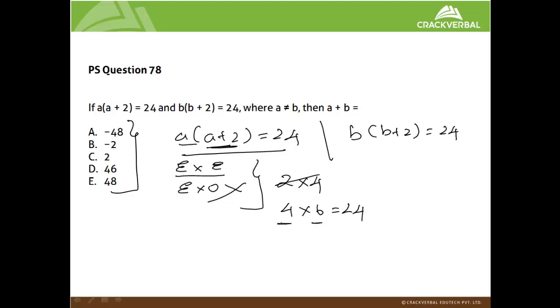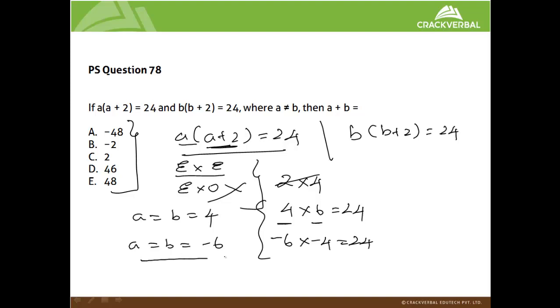Product of two positive numbers is positive. Likewise, product of two negative numbers is also positive, right? So otherwise this could also be minus 6 and minus 4, which will also get you 24. So in that case, the a value and b value could be 4, and otherwise the a value and b value could be minus 6. But since they have said a is not equal to b, if you take a as 4, you should consider b as minus 6, or else if you take a as minus 6, then b has to be 4.